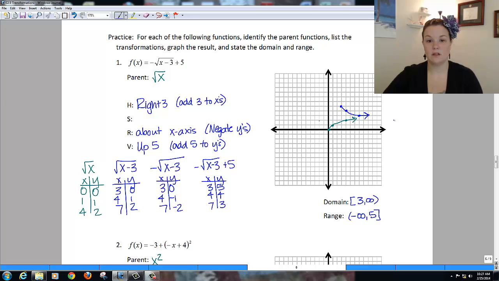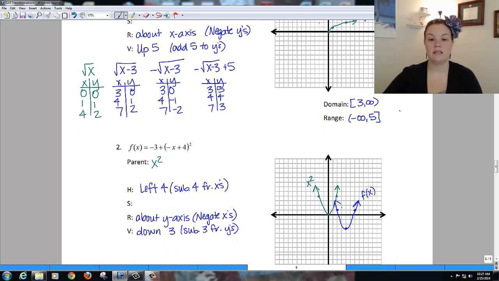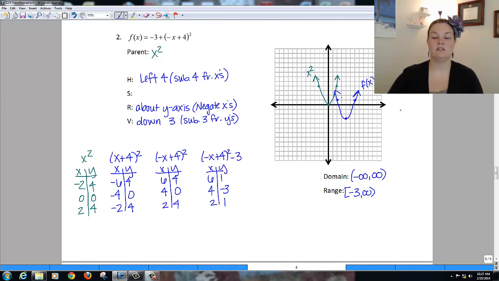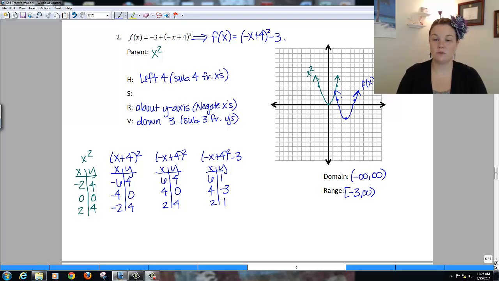Okay. The next one, same idea. Okay, if you need to, you can rewrite this and put the constant at the end. This is the same as f of x is equal to negative x plus 4 quantity squared minus 3. Okay. So here I have 3 transformations. My original function is the quadratic, which is the x squared, which makes a nice little parabola.